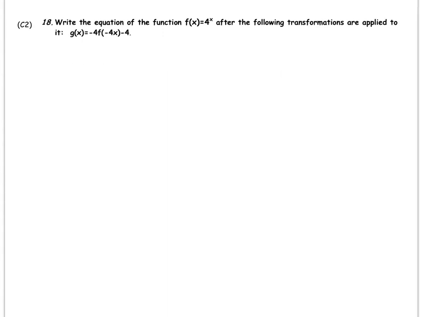The next example asks to write the function f of x equal to 4 exponent x after the transformation g of x. If you look at the transformation, it says replace the x in f with negative 4x. So I get 4 exponent, instead of x, negative 4x. Then multiply f, which is 4 exponent negative 4x, by negative 4, and then subtract 4 from it. So I get this equation.